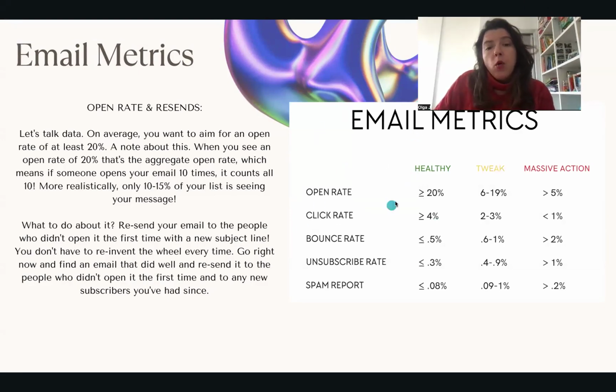What is the open rate? On average, we should aim for an open rate of at least 20%. This is a healthy open rate. Open rate means what percentage of people actually opened your email. This is a very crucial metric, because without opening your email, people are not able to see the content and then click on any offers that you might have, like a shop now button or a new product page.